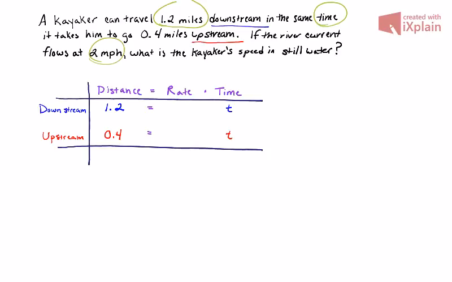So assuming the current stopped, if I was in still water, I don't know how fast I'm paddling upstream or downstream. So when I'm going downstream, I'm going to have my rate and I'm going to add 2 to it to represent the 2 miles per hour that the current is giving me. Here I'm using plus because I know that the current is going with me and it's helping me.